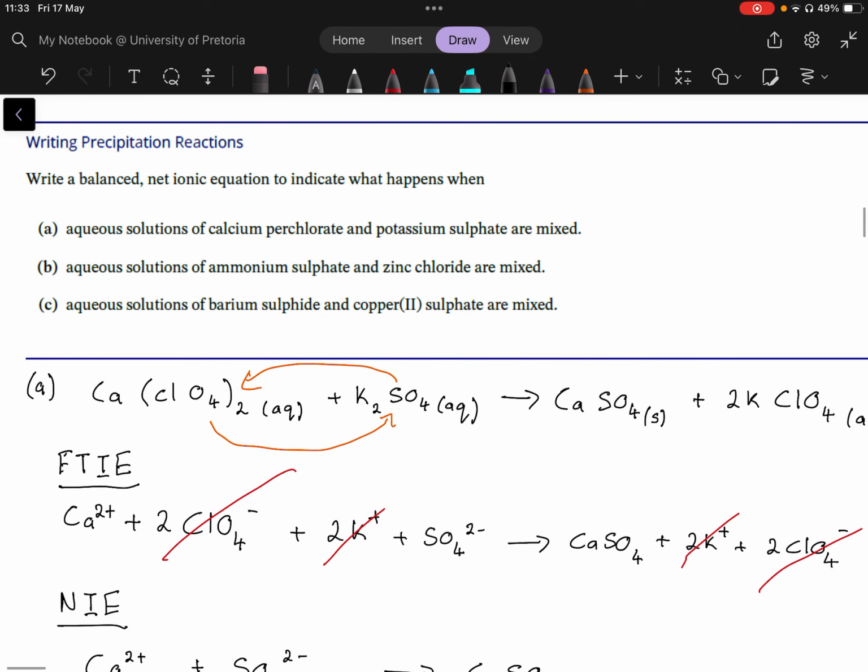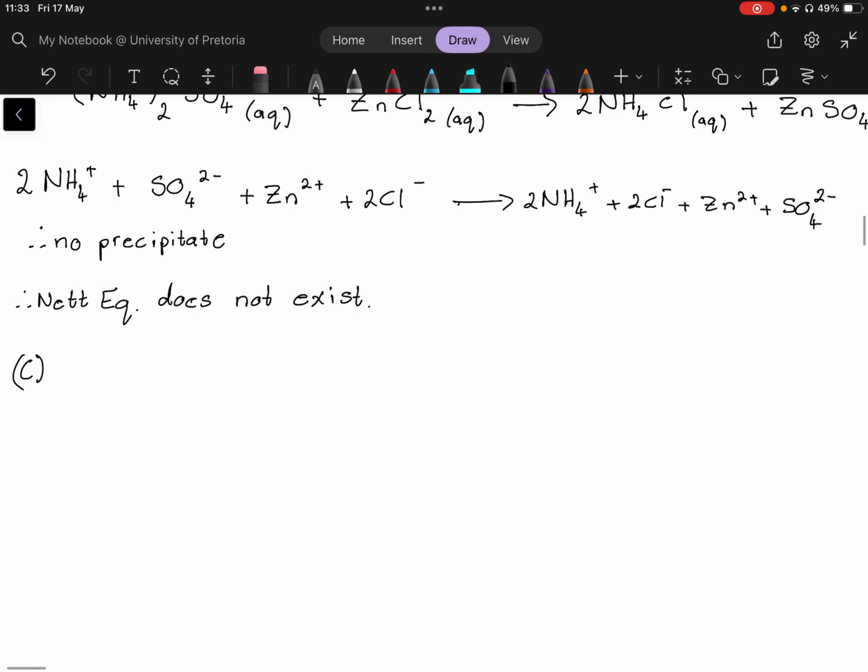So let's look at C. C is barium sulfide and copper sulfate. Right. So barium sulfide, it's an aqueous solution, so it's dissolved. Copper sulfate, CuSO4, aqueous, giving, so we swap the ions, BaSO4 plus copper sulfide.